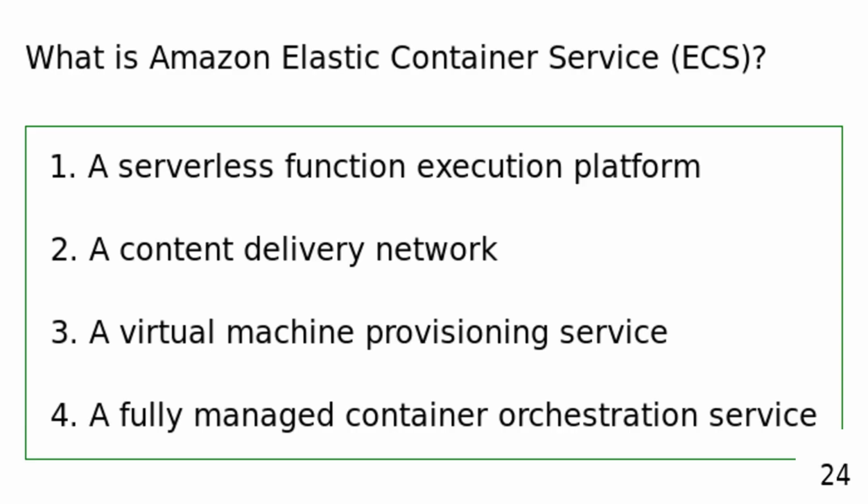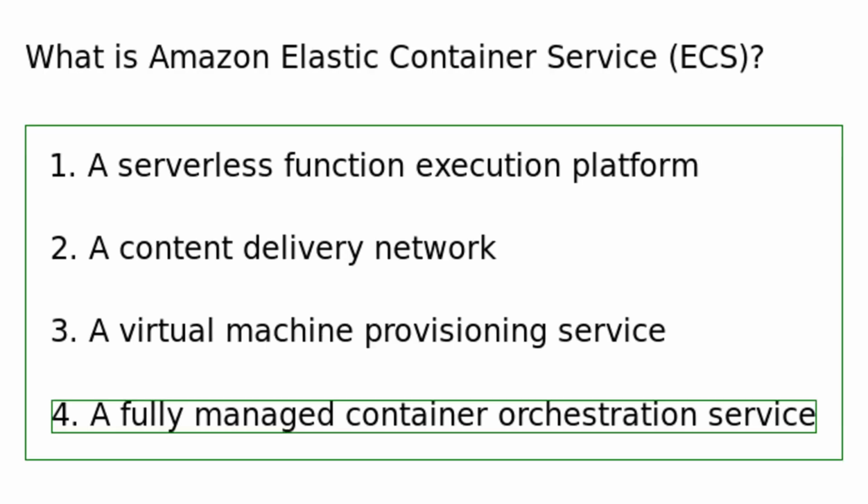What is Amazon Elastic Container Service? A serverless function execution platform. A content delivery network. A virtual machine provisioning service. A fully managed container orchestration service. ECS is AWS's fully managed container orchestration service that helps you run, stop, and manage Docker containers on a cluster.